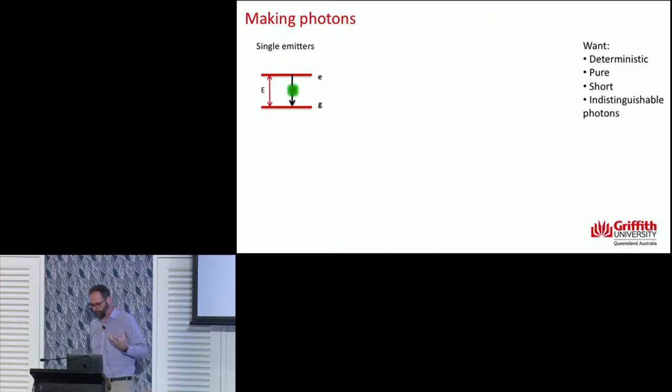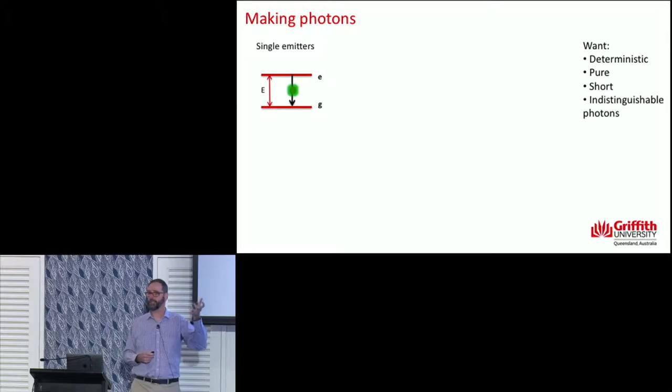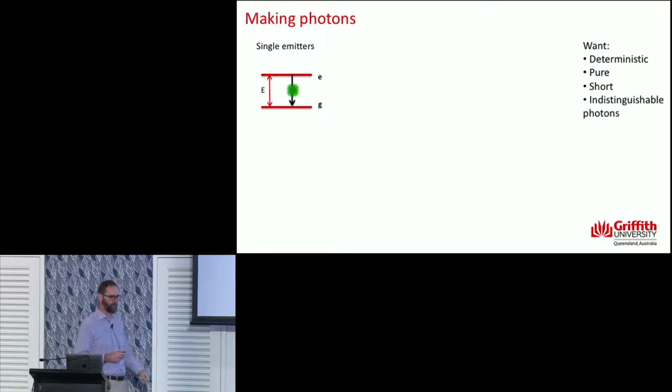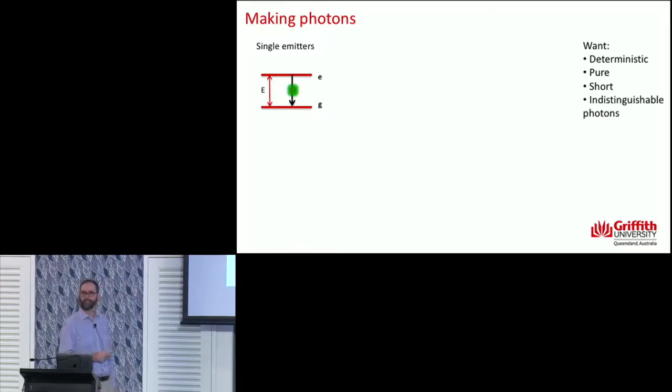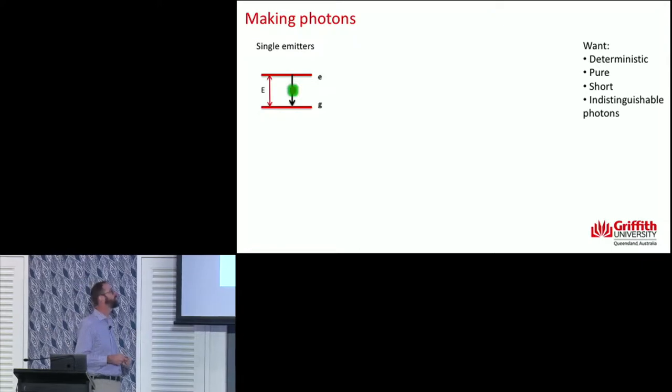So if we're thinking about a photonic encoding, then obviously making photons is the name of the game. The obvious way to think about that is to take a system that has a single excitation in it, to let that excitation collapse, and for the energy to come out in the form of a photon. Perhaps, like we learn in first year university, some sort of atom that's in an excited state and it emits a photon, something like that.